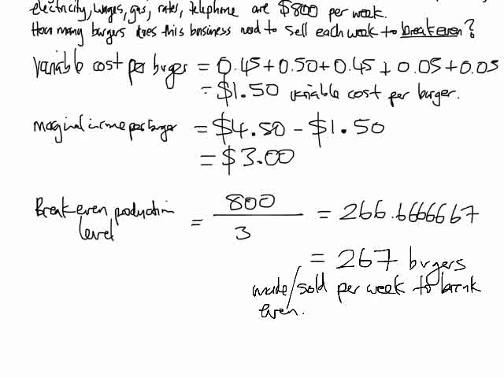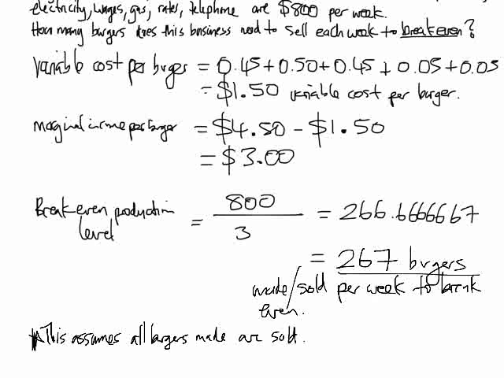But remember, the question might ask, are there any assumptions made? Yes. This assumes all burgers made are actually sold. So keep an eye out on that. You may have a question asking, are any assumptions made? Yeah, this calculation is only going to work and be true if they actually sell these 267 burgers. They make them and sell them. They will break even if that happens. So that is working out the break-even production level manually using just maths, just those two formulas.